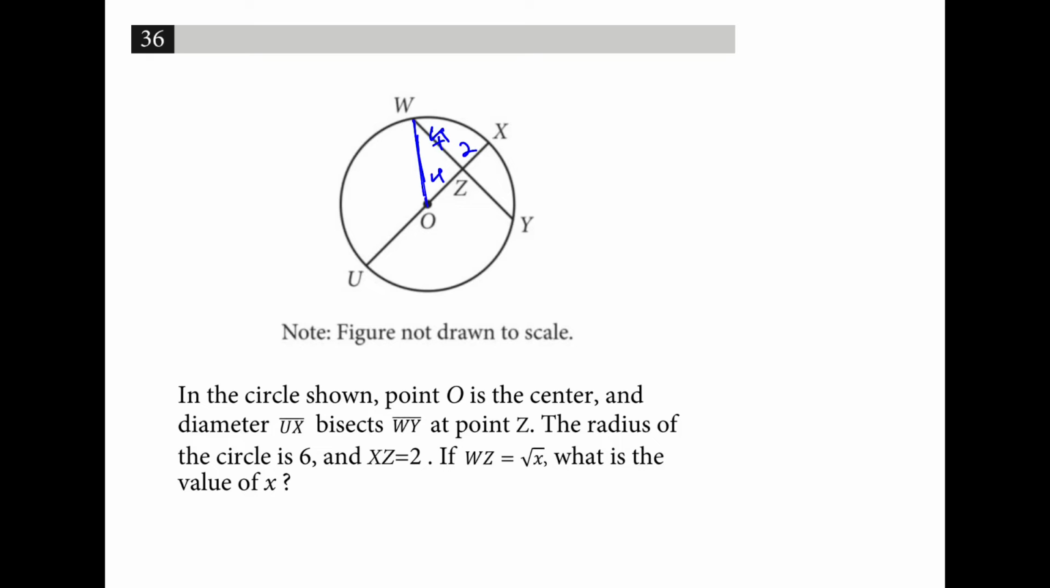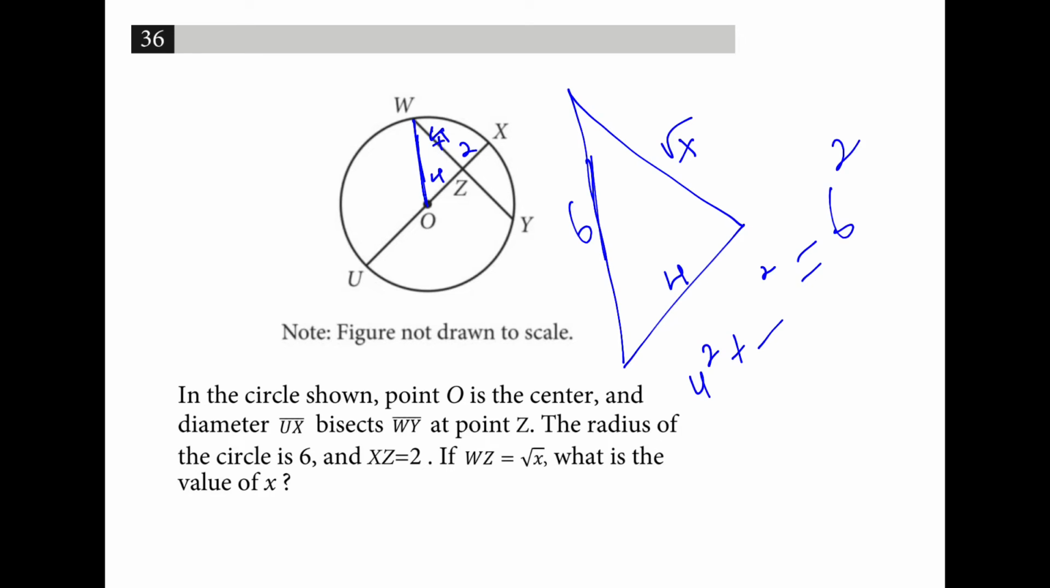So let's make this a triangle, where you now can pull it out, blow it up a little bit, and this distance is 4, this distance is root x, and this distance is 6, because that's the radius again. So I know that 4 squared plus blank squared is equal to 6 squared. So blank squared is going to be equal to 36 minus 16, or 20. So if I plug in, root x squared is 20. What is the value of x? Well, the square and the square root cancel each other out, and the answer is just 20.